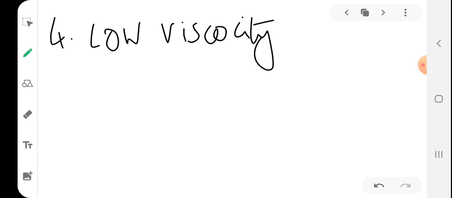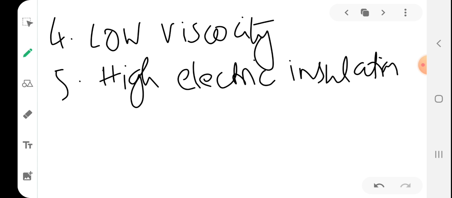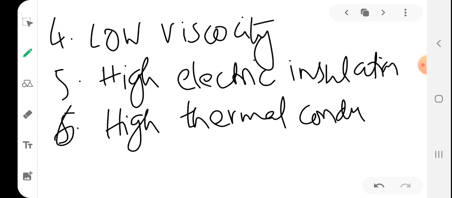Okay, and it should have high dielectric strength or insulation. So it should not conduct electricity, but have high thermal conductivity. Thermal conductivity should be high, electrical conductivity should be low. That is, electric insulation should be high. Okay, these are the physical properties, and now we will move to chemical properties.